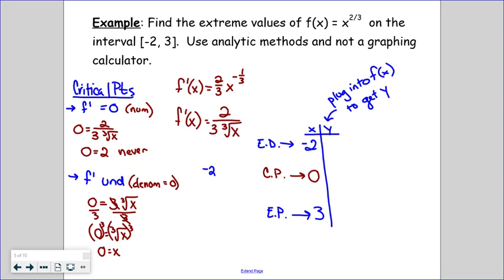Okay, so negative 2 raised to the 2/3 is negative 2 squared cube root, right? Cube root of negative 2 squared. Negative 2 squared is 4. We're looking at the cube root of 4. Which I know is going to be something less than 2 because the square root of 4 is 2, so the cube root is going to be something less than 2, right? Do that same thing with 0.